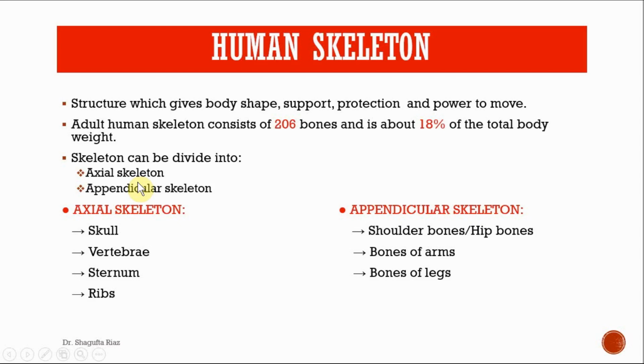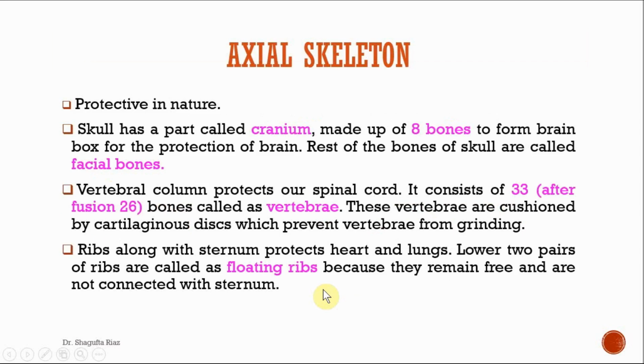The human skeleton can be divided into two types, that is axial skeleton and appendicular skeleton. Axial skeleton includes your skull, vertebrae, sternum and ribs, while the appendicular skeleton includes your shoulder bones, hip bones, and bones of your arms and legs. We will discuss the axial skeleton in detail here. Axial skeleton is basically protective in nature.